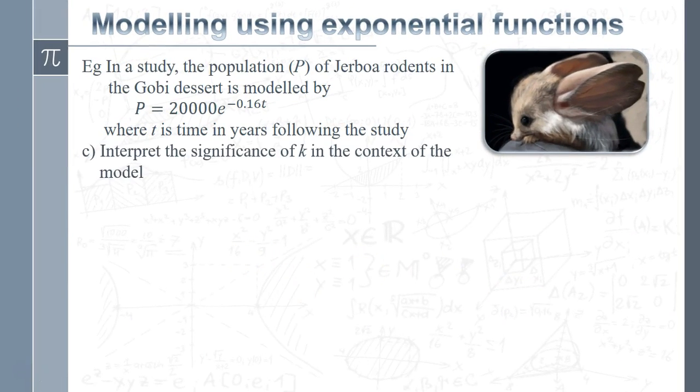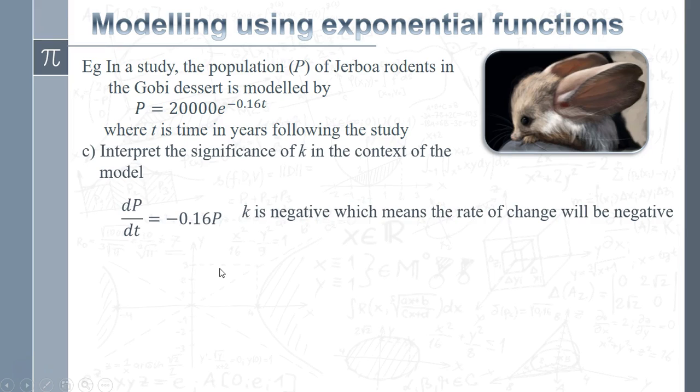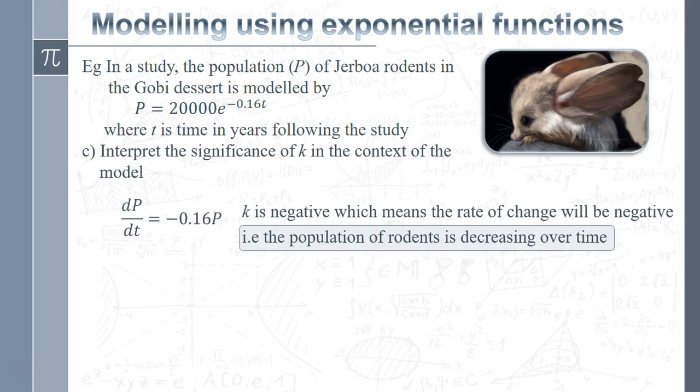Final bit: interpret the significance of k in the context of the model. If we've got dP/dt equals minus 0.16P, then k is negative, which means the rate of change will be negative, and therefore the population of rodents is decreasing over time. And that's really all we're after at this point with regard to that one. So there we go. A nice, simple, quick, short video just showing how this can be related to rates of change in populations and how we can start to use our base e natural logarithm.